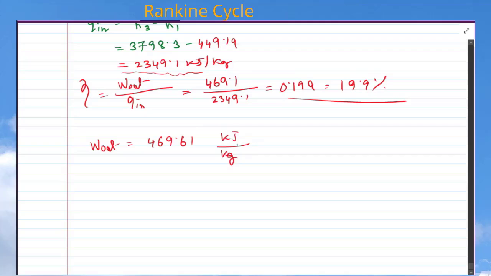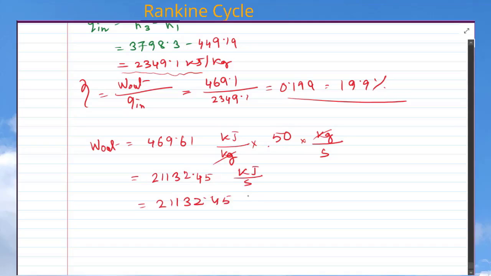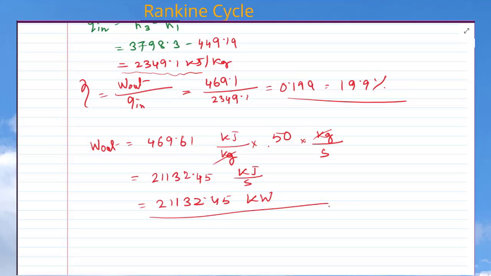If we multiply this by the steam flow rate, 50 kg per second, the kg will get cancelled, and that is equal to 23480.5 kilojoule per second. Kilojoule per second is kilowatt. So this many kilowatts is the power developed by the turbine.